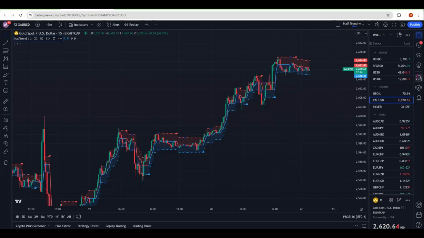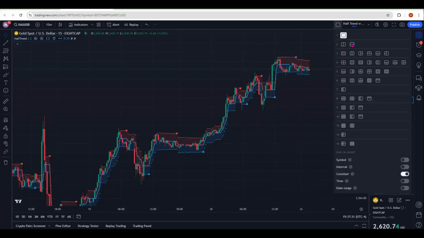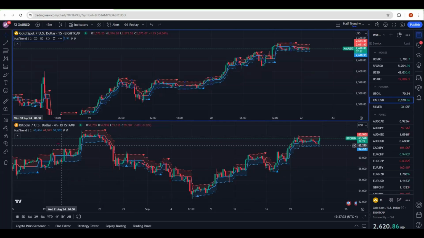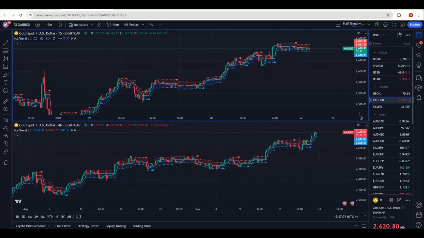So how do we use this now? That's a really great question. And that's what we're going to talk about next. This is real basic. When it's blue, it's in an upward trend. When it's red, it's in a downward trend. So what I like to do is I like to split my chart with a 4-hour and a 15-minute. So we'll just pull gold up.